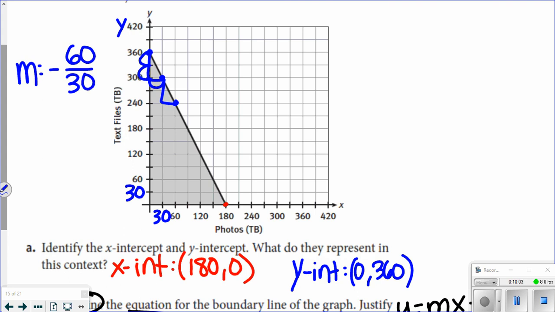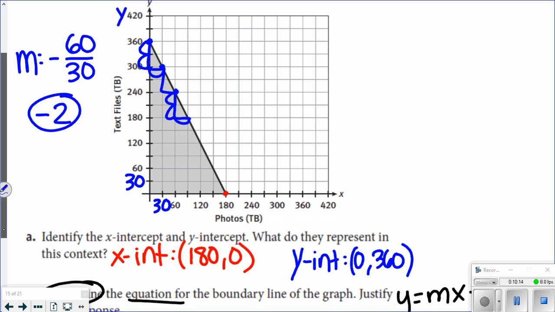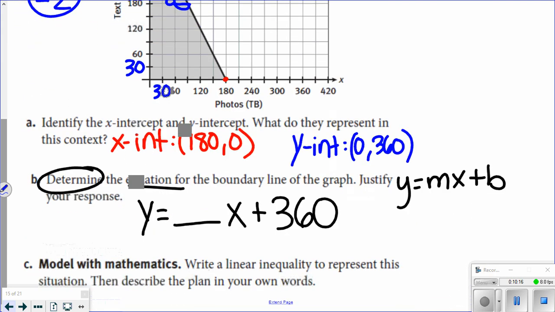Does that reduce or simplify? Ooh, it does. It reduces to -2. Right? Down 2 over 1. And it works because my scale is the same on the x and y axis. So my slope here would be -2. So y equals -2x plus 30.